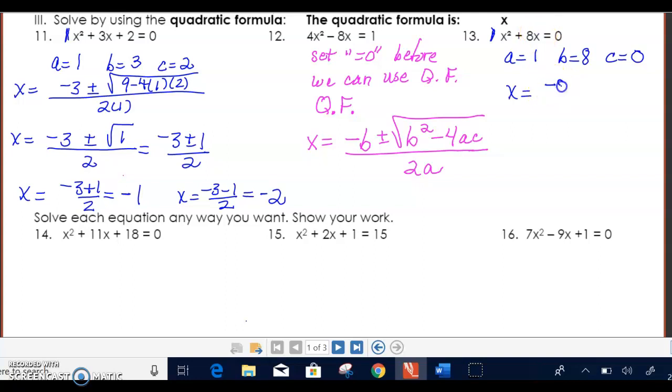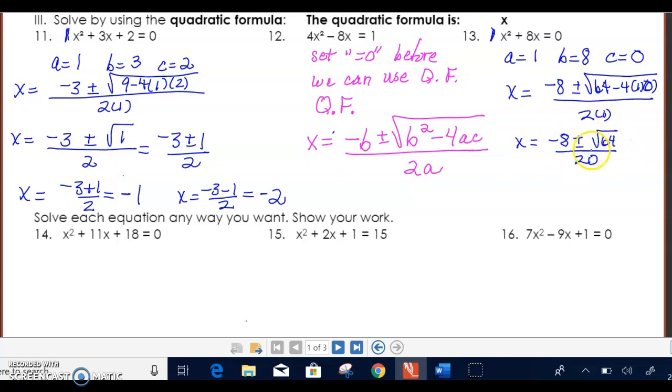So negative b would be negative 8, just using this formula, plus or minus the square root. B squared will be 8 squared, which is 64, minus 4 times a, which is 1, times c, which is 0. And that's all over 2 times a, which is 2 times 1. So I end up with a negative 8, plus or minus. The back part of this is a negative 4 times 1 times 0. Anything times 0 is 0, so I'm just left with 64 under the radical.